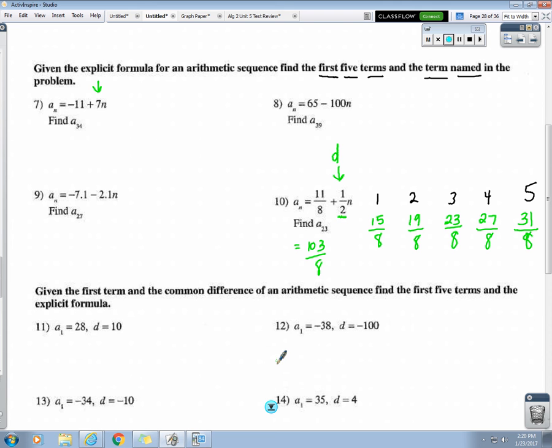Okay, other questions off of page 27. Okay, Jalen? 14?